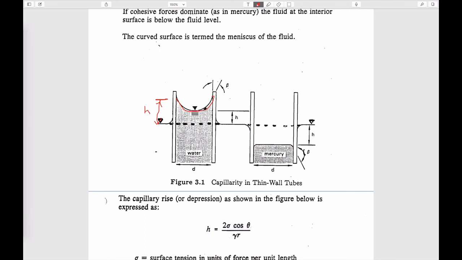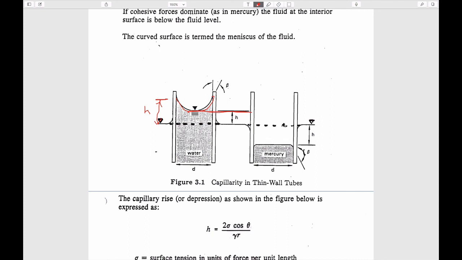Depends where you want to take this value here. I guess we're taking it at this value here. And so it depends whether the fluid that you have is a fluid that loves glass, in this particular case, hydrophilic, in which case it will try and climb up the glass and out, or if it's hydrophobic, in which case it hates glass and doesn't want to have any contact with it, in which case it will be depressed.